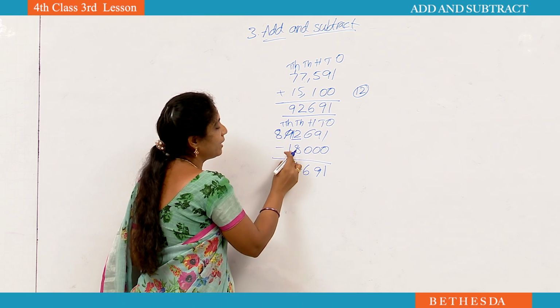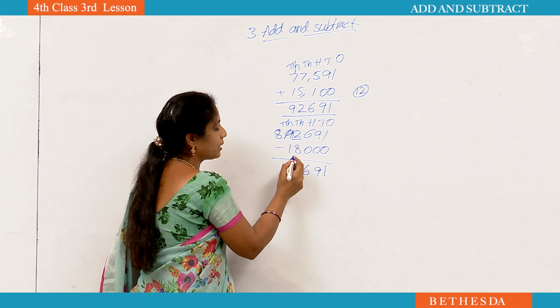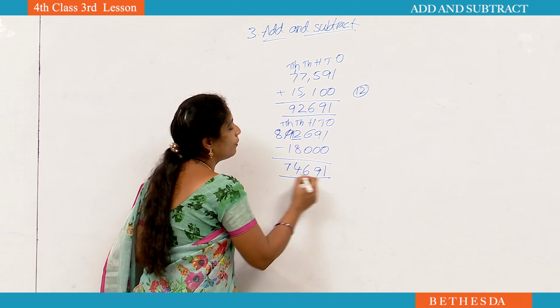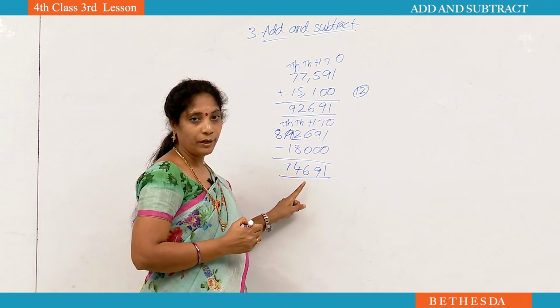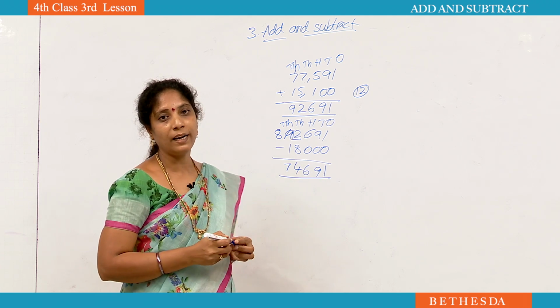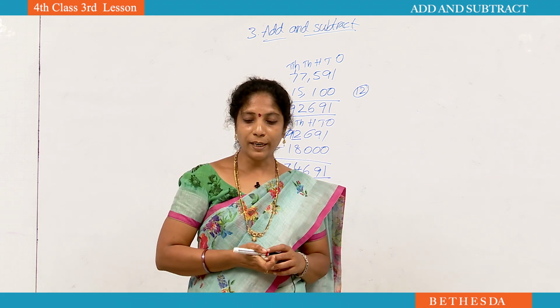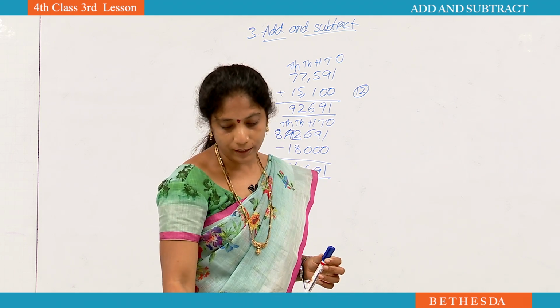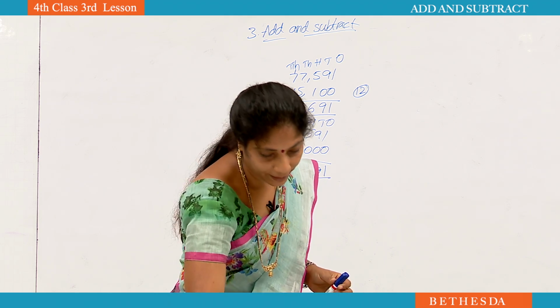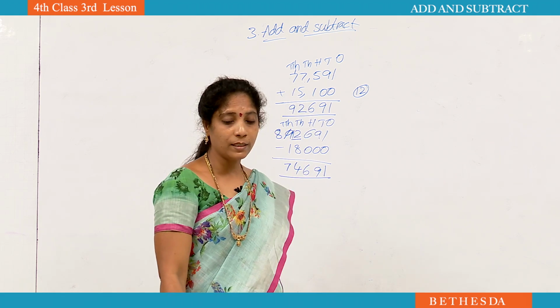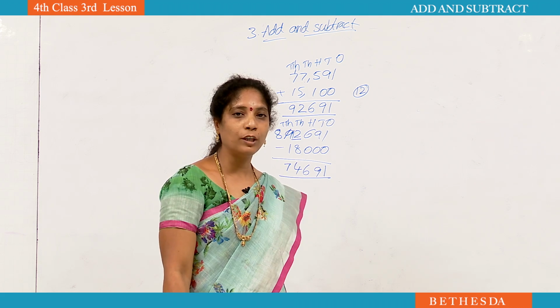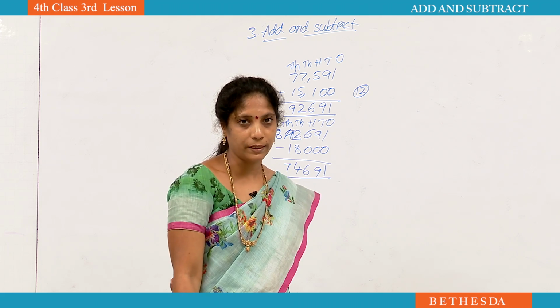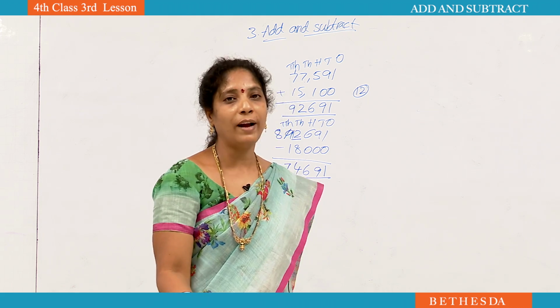Now 8 minus 1. Already we learned. If you subtract 1 from any number, we will get the number before it. Now what is the answer? 74,691. Like that, we have to do borrowings. Already you learned those borrowings in 2nd class and 3rd class also. But we did 2 digit, 3 digit and 4 digit there. Now we are going to do 5 digit.